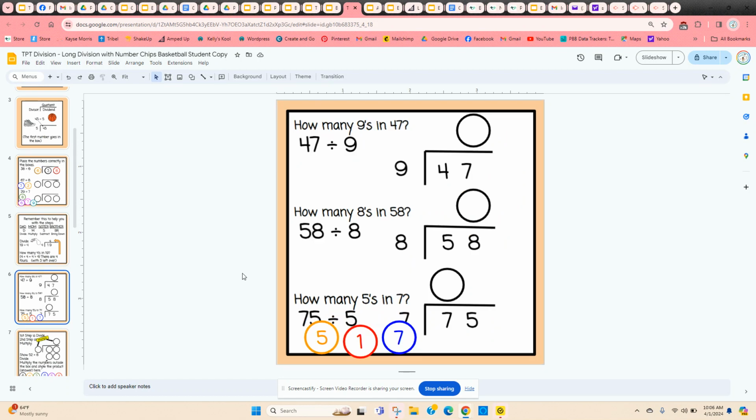So the next slide, students are just going to be doing the first step, which is division. So here they have 47 divided by 9. 9 goes into 47 5 times with some left over. 8 goes into 58 7 times with some left over. And then the last one.